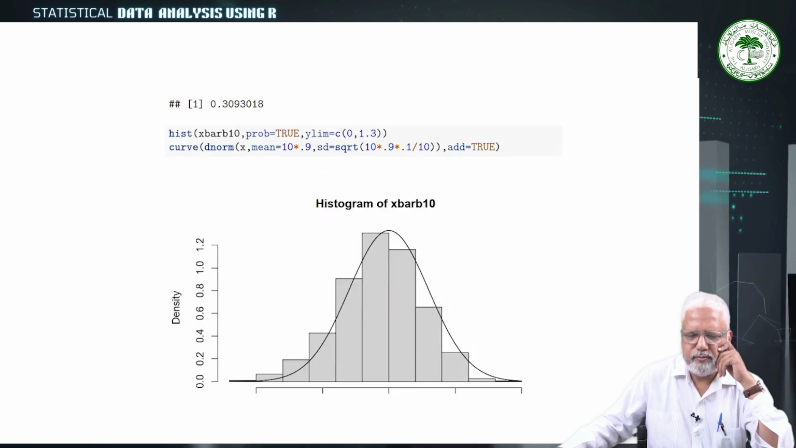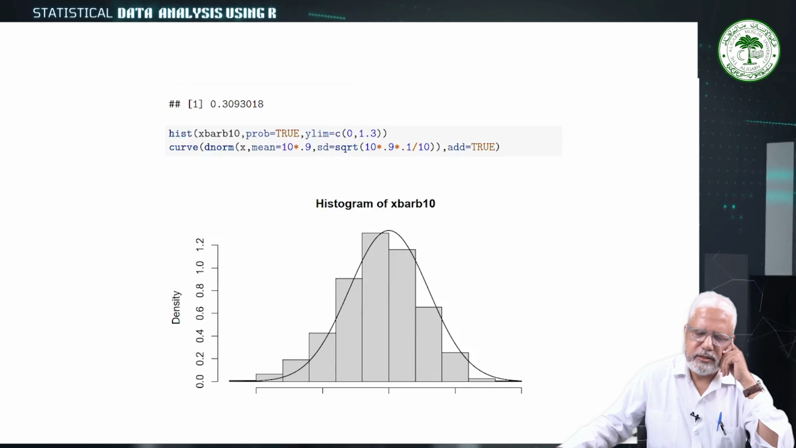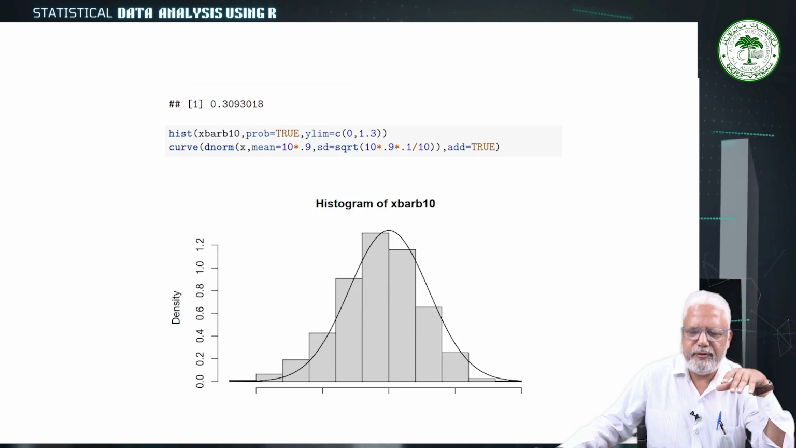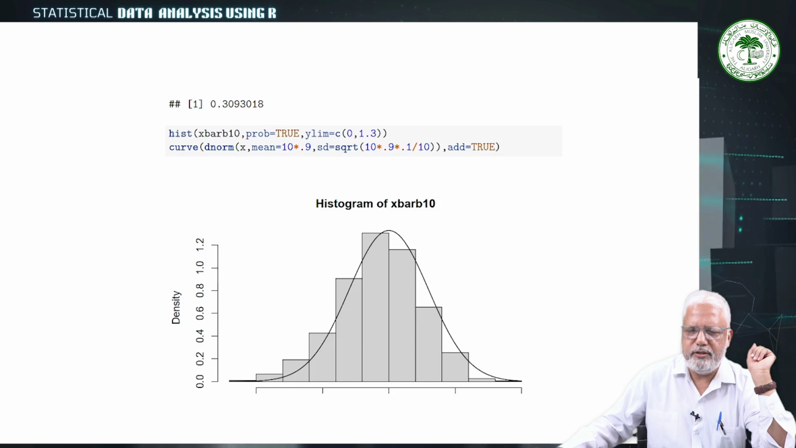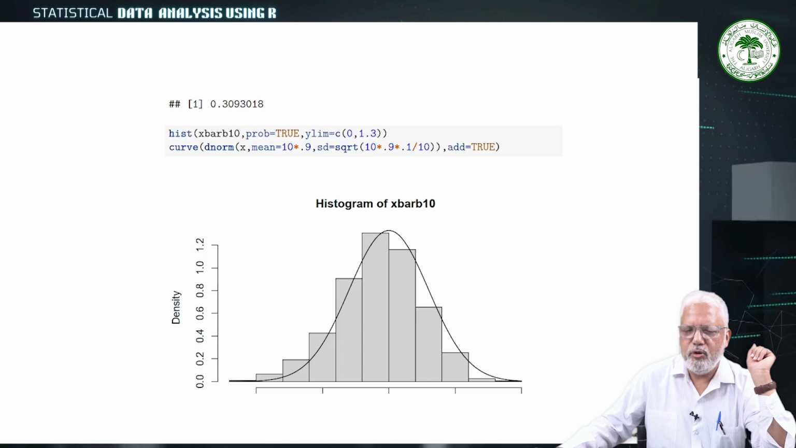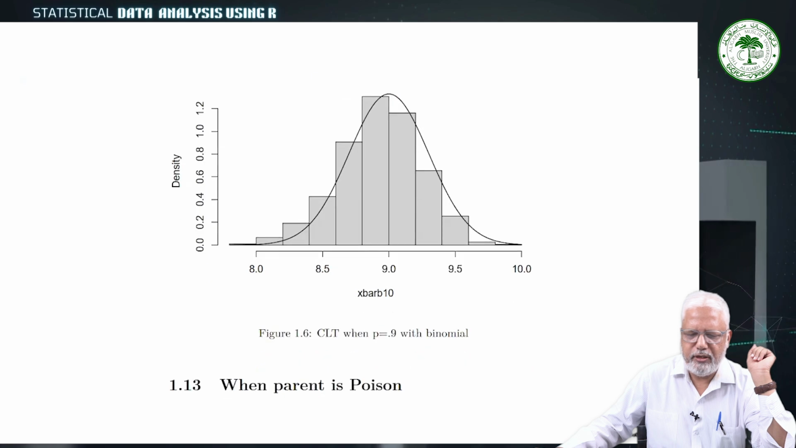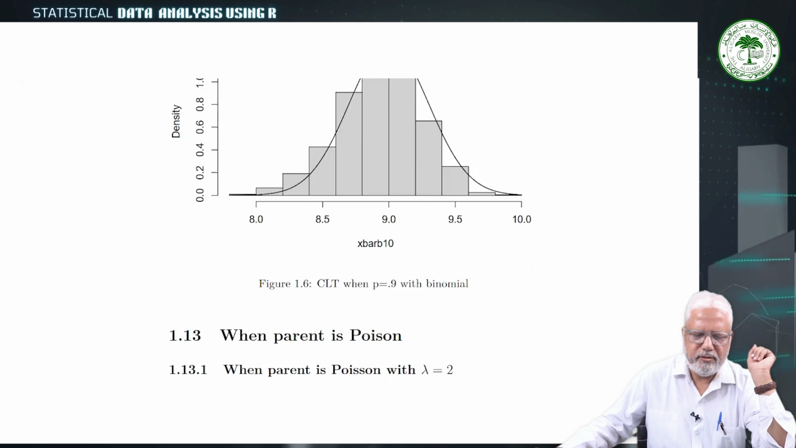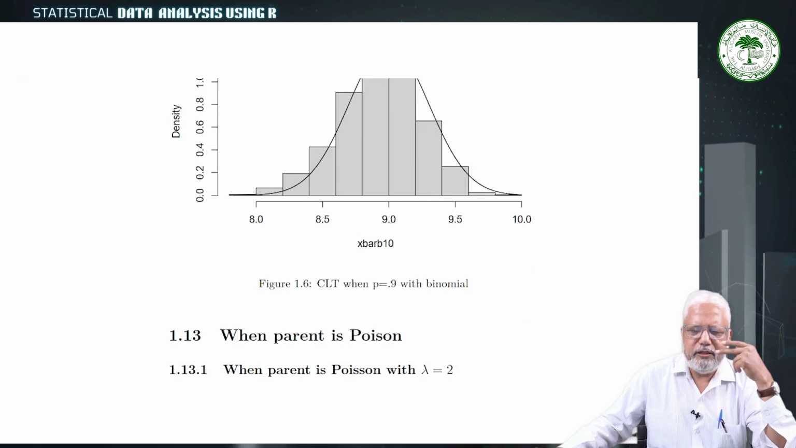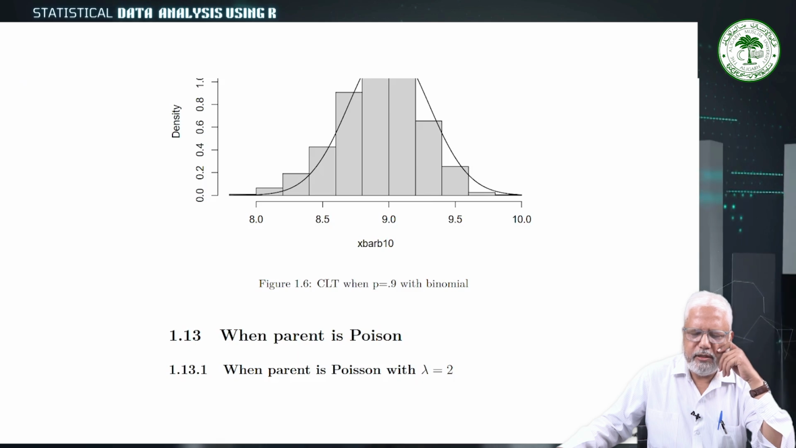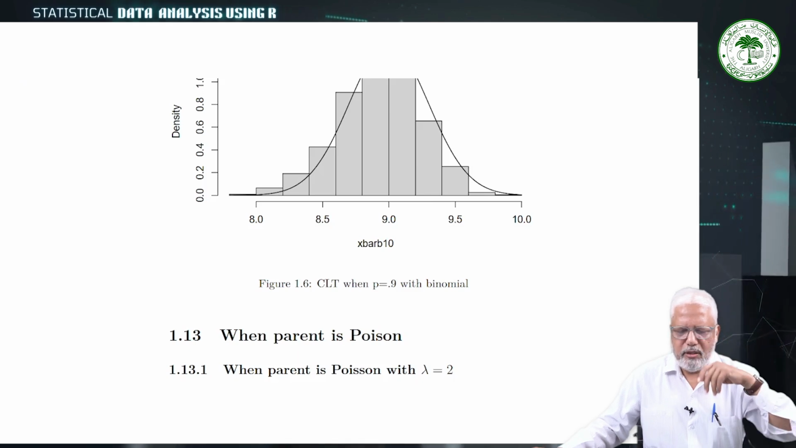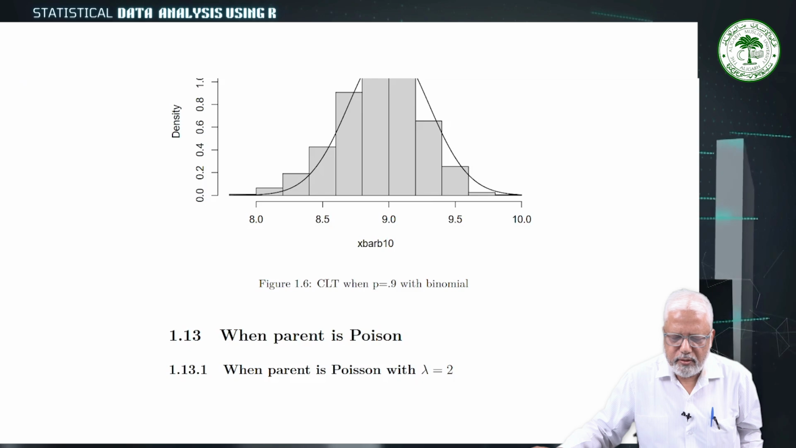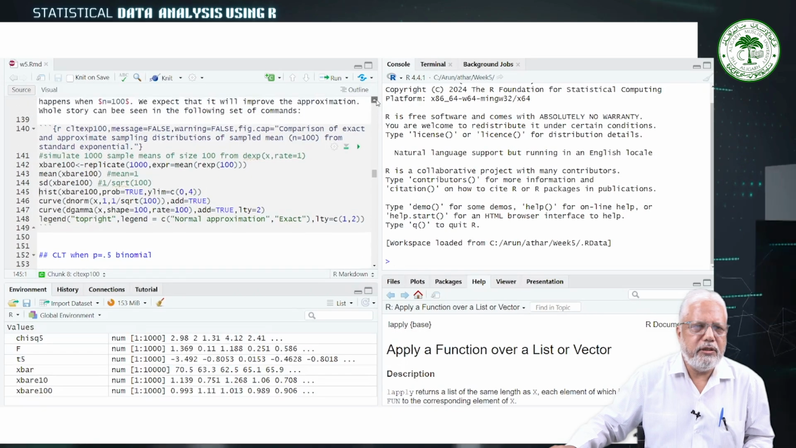Here in this situation it is again skewed, but it is skewed to the left, not to the right, when p is equal to 0.9. So this is the effect of the choice of p. We can try some other values of p, like 0.01, and see what happens. So we can go on generating these things.